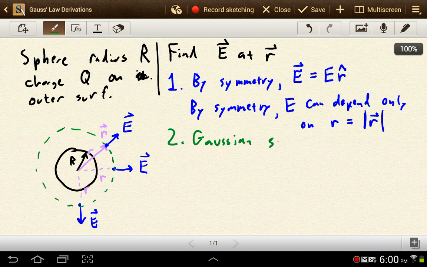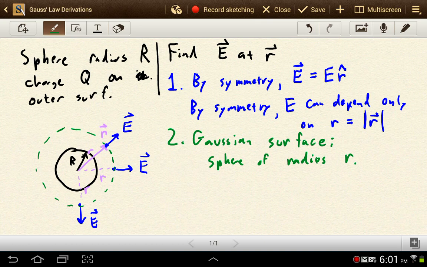I'm actually trying to not explain so much and just go through the steps. I'm assuming you understand the whys, although I did spend a lot of time talking about symmetry. So my Gaussian surface here is going to be a sphere of radius little r. Important to keep the Gaussian surface separate from the solid object surface.